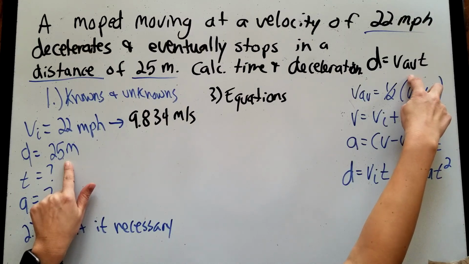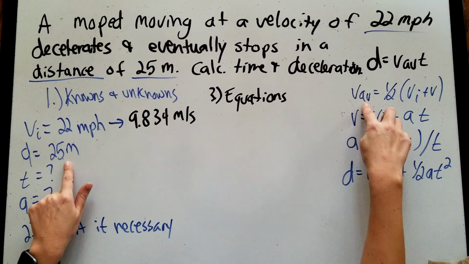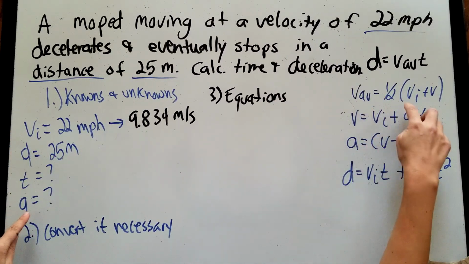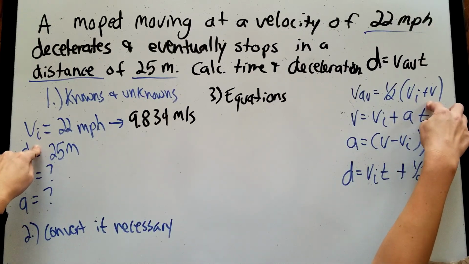Average velocity? Nope, I don't have that, so I can't solve that one at all. What about this one? V average. Do I have the V average? I do not, so that's my unknown. Do I have initial velocity? I do. Do I have final velocity?